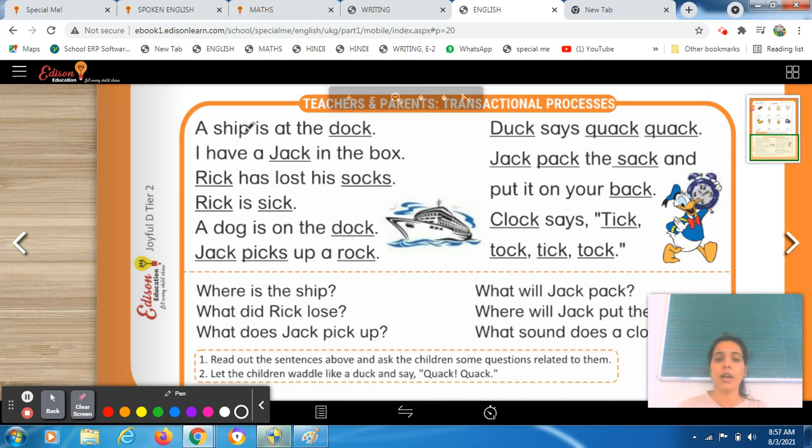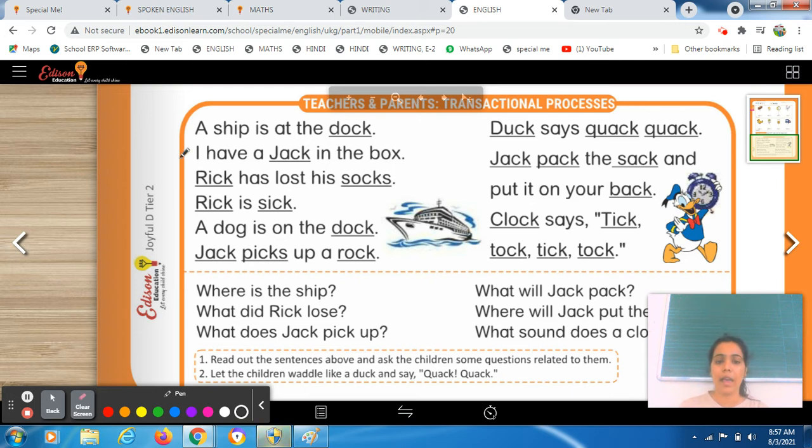A, sh, e, p, ship. Which blend is it, ma'am? SH blend. Very good. Sh blend, right? A ship is at the dock. Dock. A ship is at the dock. Where is the ship? Ship is at the dock. What is a dock? Where the ship, at the port, the ship is loaded, that place you call a dock. Okay? A ship is at the dock. Where is the ship? At the dock.